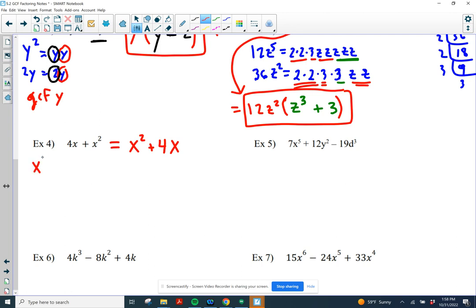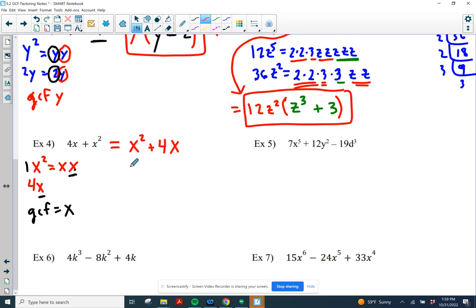And then I'm going to look at the two terms, x squared and 4x. Notice what they have in common. They have an x in common. We've got an x here. We've got an x here. I really don't need to break the 4 down into a 2 times 2 because my x squared has a coefficient of 1 in front of it. So the coefficient of my GCF is going to be a 1. So my GCF is just going to equal x.